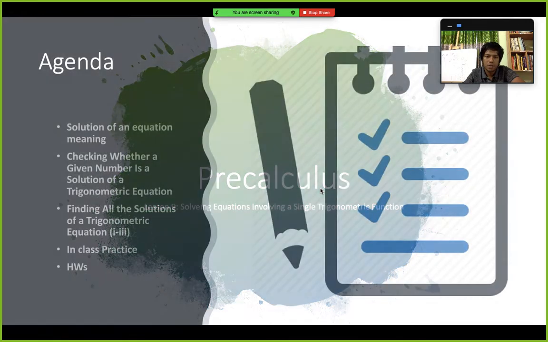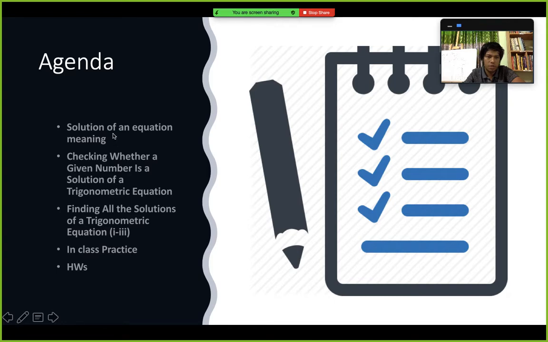Okay, this is the agenda. Solution of an equation, what does it mean? We will discuss it a bit. Then checking whether a given number is a solution of a trigonometric equation. This is how we will understand which one is a solution of some given trigonometric equation and which one is not, that kind of math.